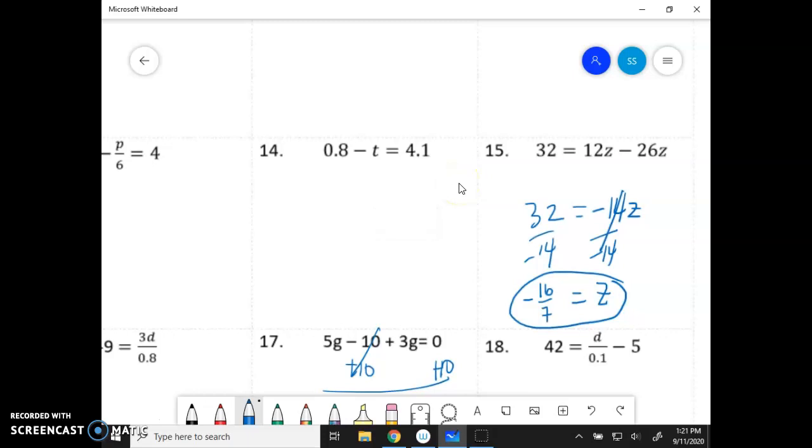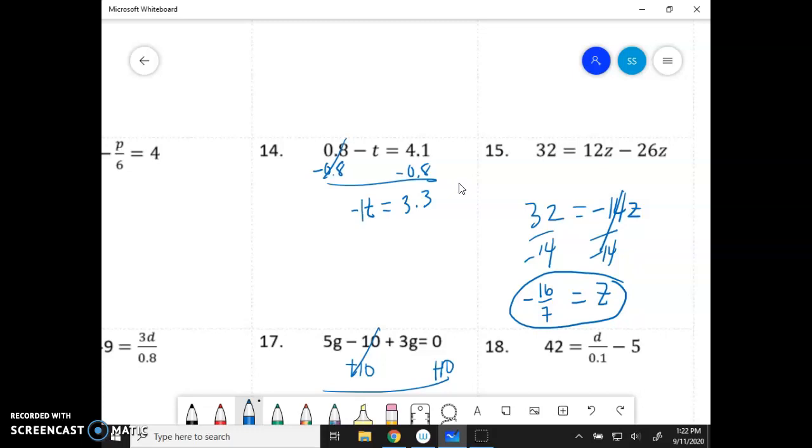For this one here, the first thing you want to do is get rid of this 0.8. It's a positive 0.8, so I want to get rid of it by subtracting 0.8. If I do it on one side, I've got to do it to the other side. And so I'll be left with negative t is equal to, what is that equal, 3.3.